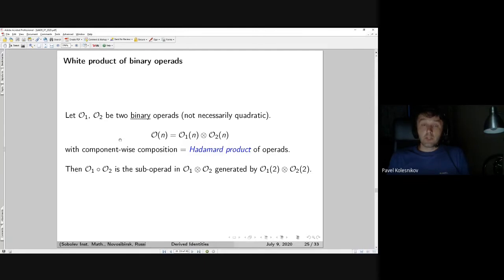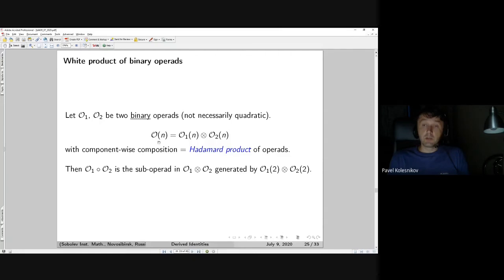However, the white product is easy to define for arbitrary binary operads, not necessarily quadratic. Given two operads, O1 and O2, suppose they are binary. One may define the so-called Hadamard product of operads. The corresponding families are just tensor products of the families of operations of these two operads, and the composition is component-wise. So we consider composition here and composition here quite naturally. The symmetric group also acts in a component-wise way here and here.